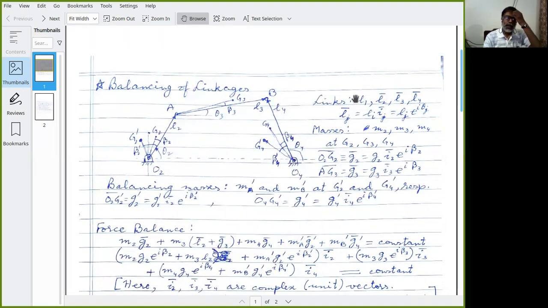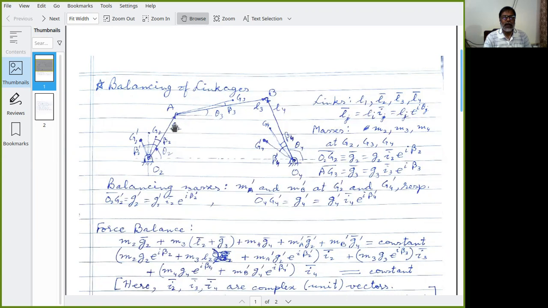Since we are using complex numbers to designate vectors, the vector L1 is just real, because this is the direction in which you take the real axis. That is why I have not put the bar there. So L1 is the first, then the complex numbers as vectors L2, L3, L4 give the vectors O2A, AB, and O4B. For L2, we could say it is the magnitude L2 into the unit vector along L2, and in complex numbers, that will be e to the power i theta 2, and so on for L3.